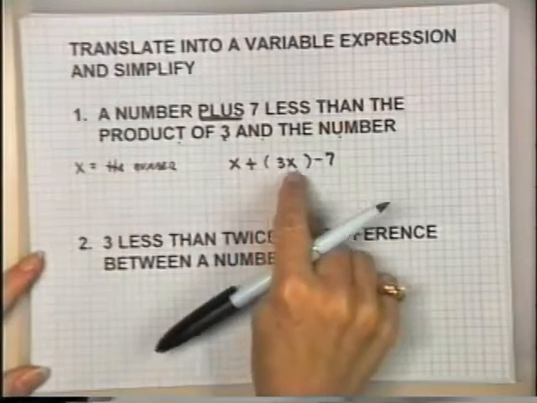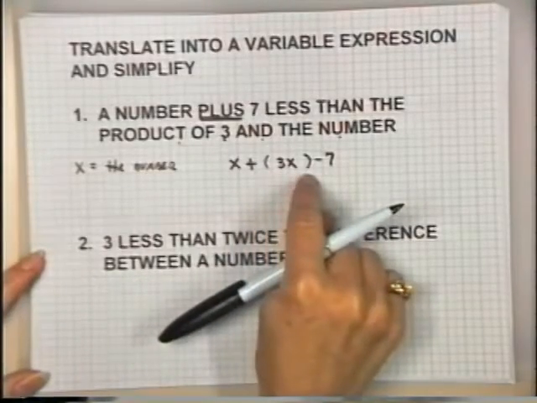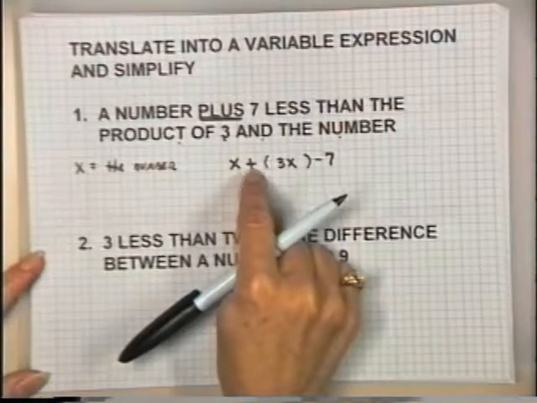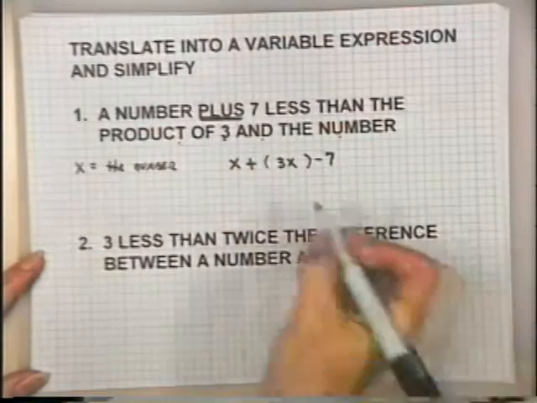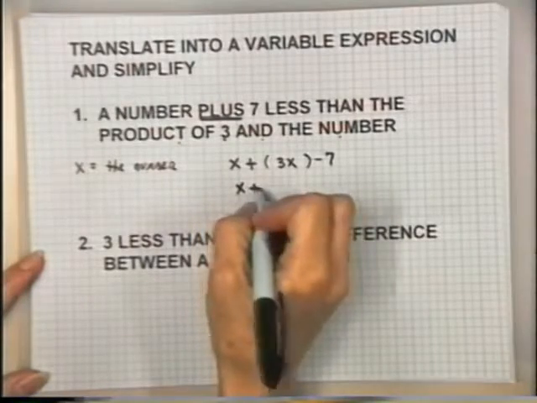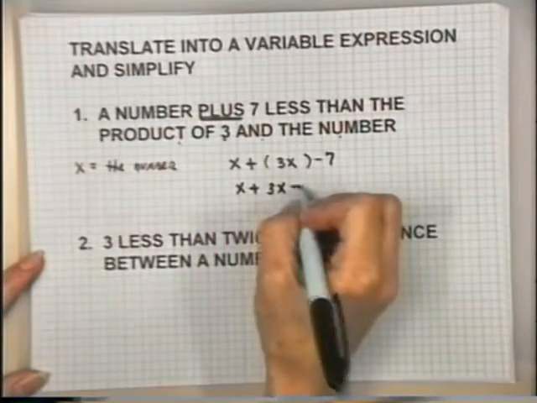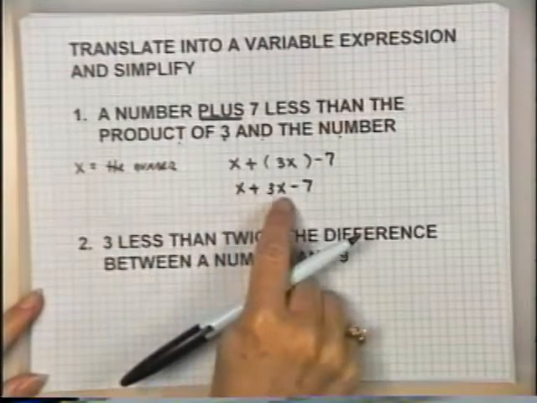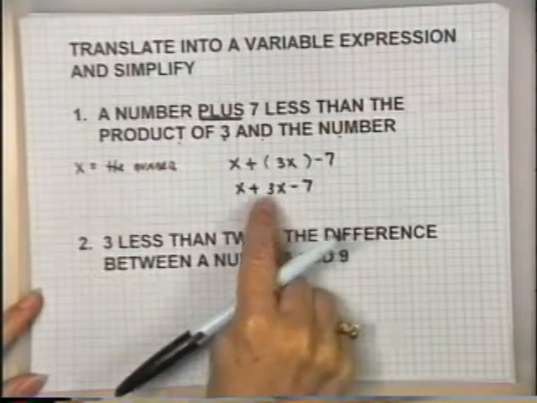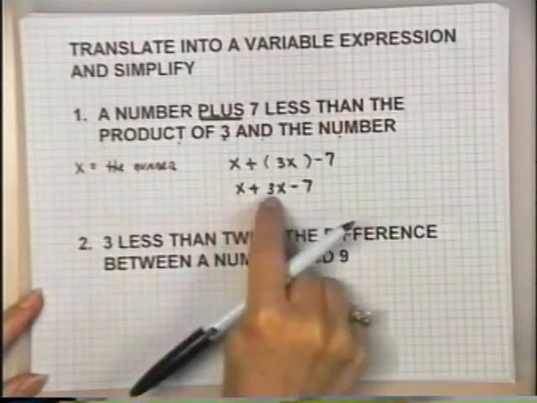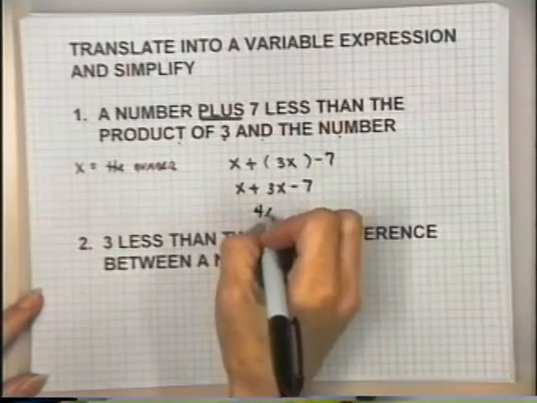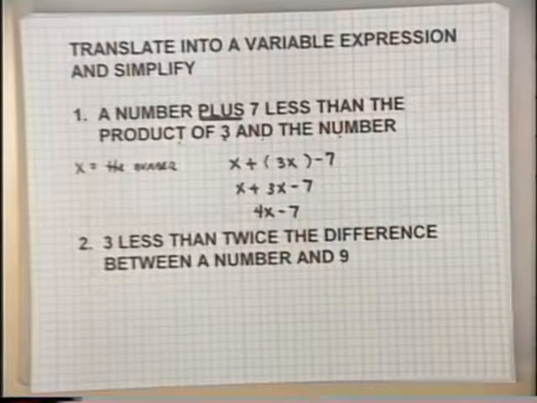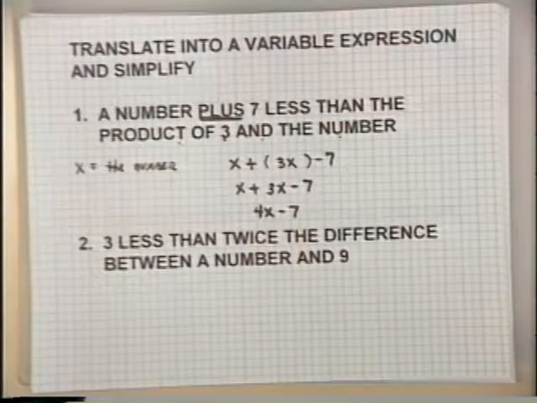Now, these parentheses, as it turns out, were not entirely necessary. So we can simplify here. Because of our plus sign, and we understand a 1 in front of this parentheses, I can rewrite this as simply x plus 3x minus 7. And then because x and 3x are like terms, I can add those together. So x plus 3x gives me 4x minus 7. We have written our expression and then simplified.